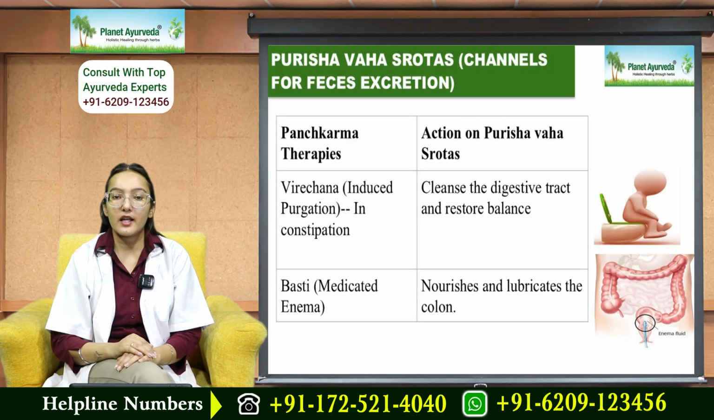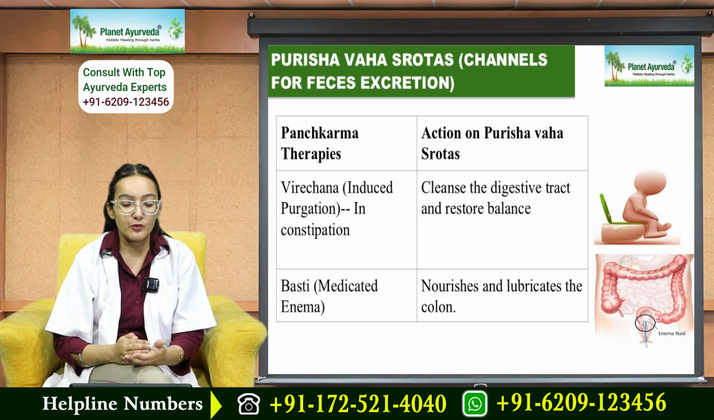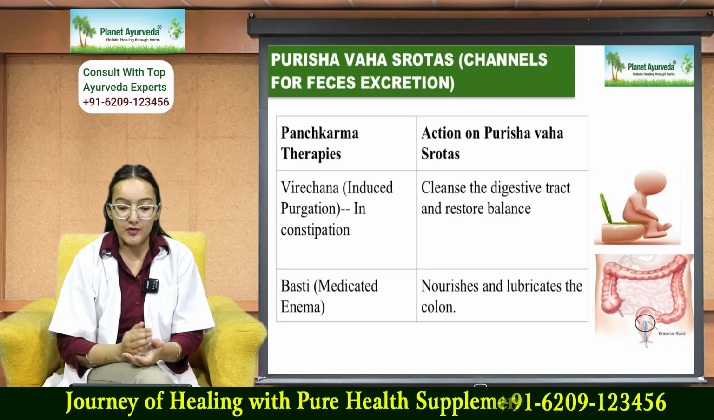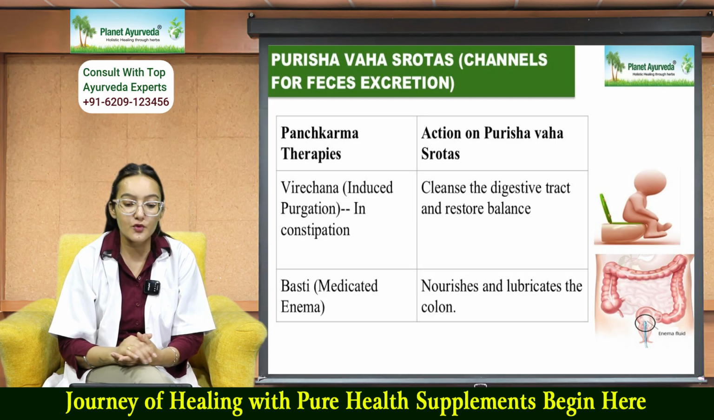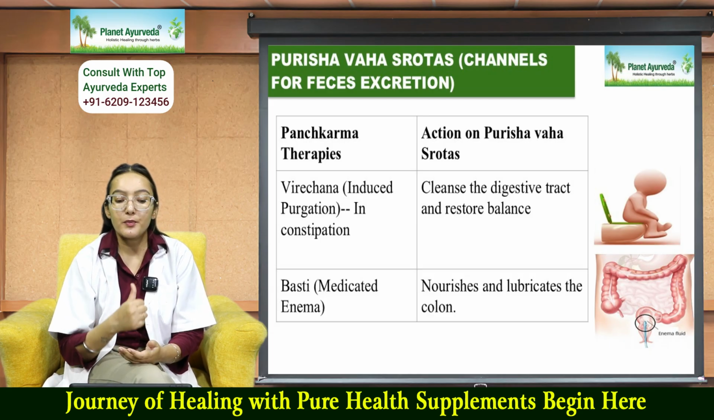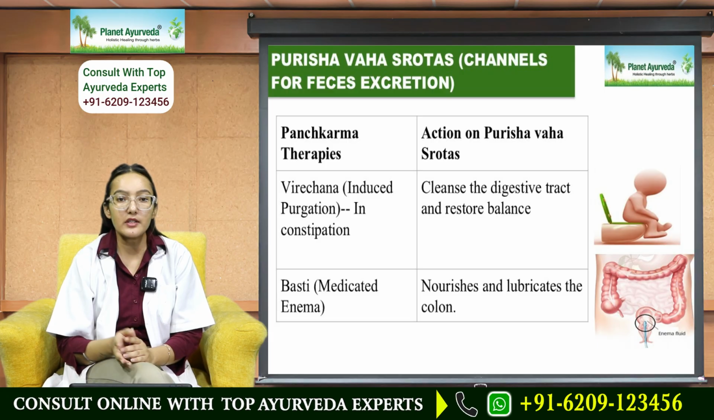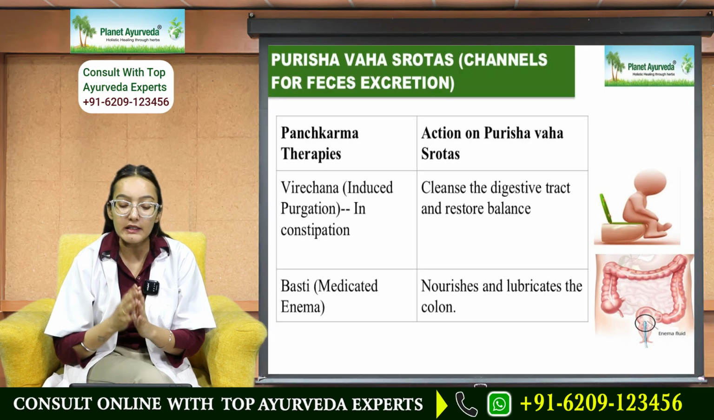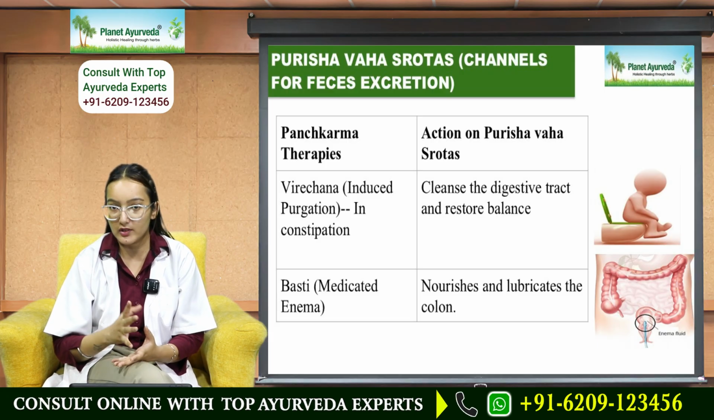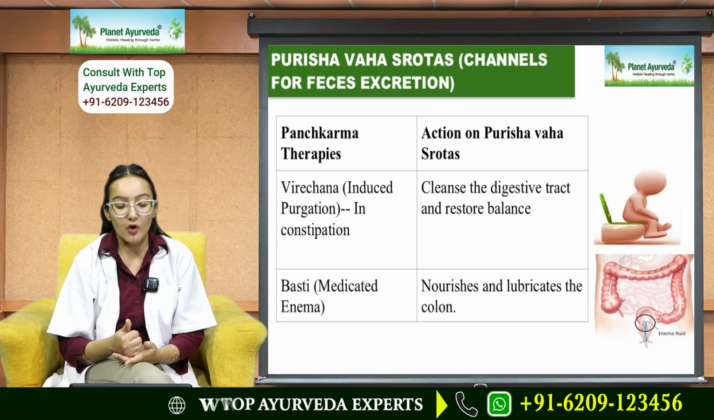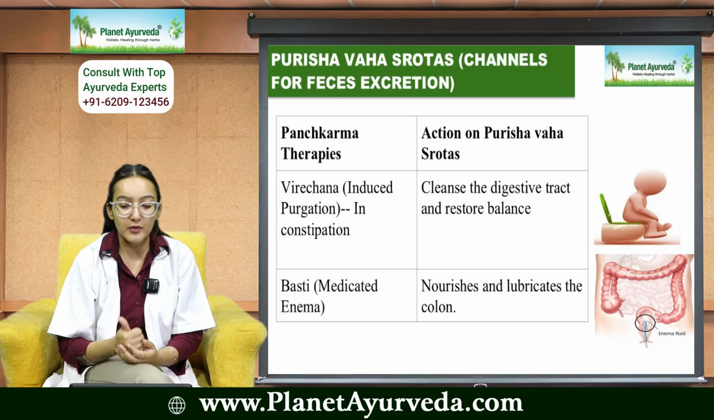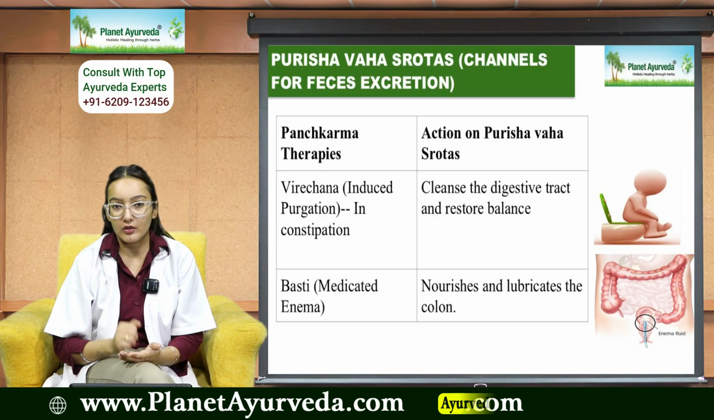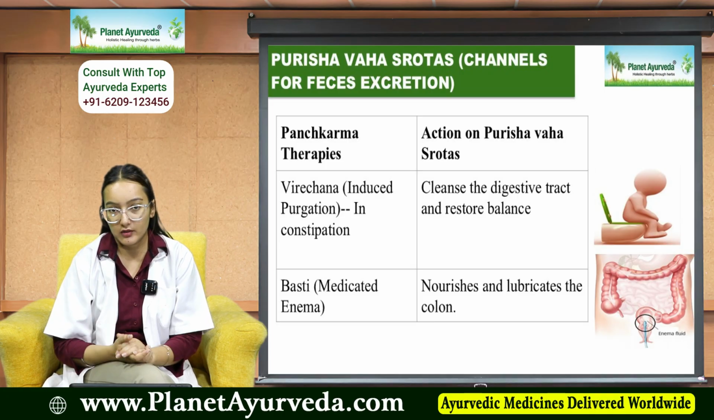Then come the Panchkarma therapies that may help in getting rid of the vitiation of Purishvaha Srotasa. Virechana, induced purgation, is really very effective in case of constipation. It will cleanse the digestive tract and restore the balance. Then comes basti, or medicated enema. Again, this is one of the best therapies for these channels because it nourishes and lubricates the colon and provides strength to the colon.